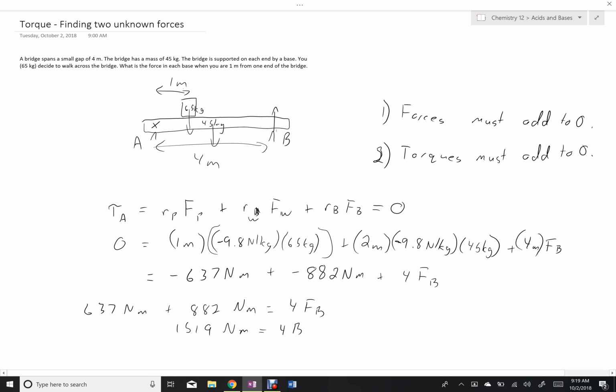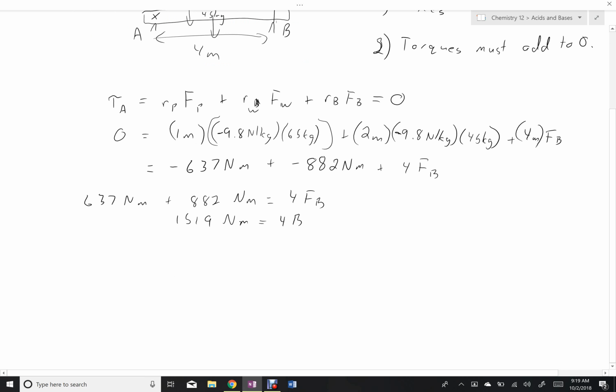And then if I divide both sides by 4, I get the force at B to be 379.75, or basically 380 newtons.